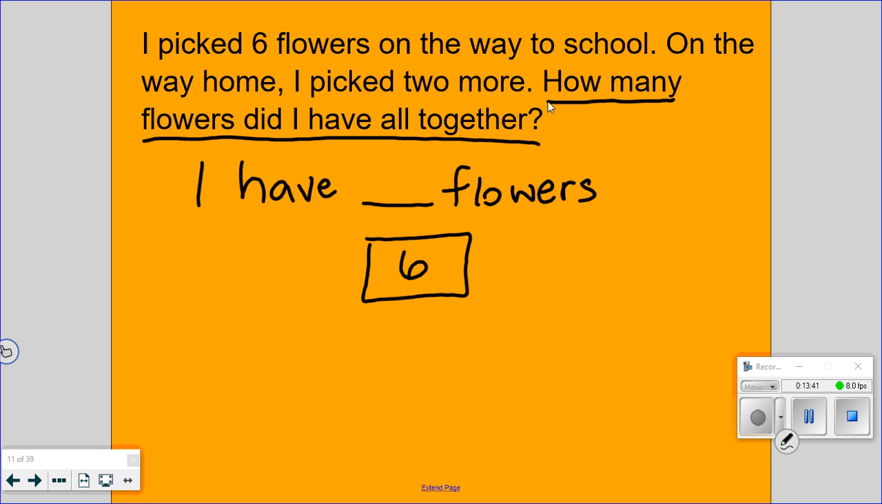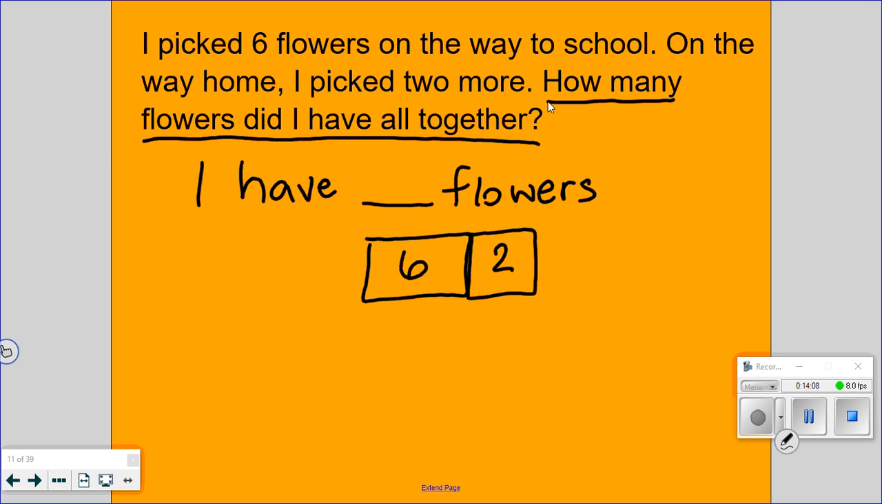Flowers. It's that very first sentence. I picked 6 flowers. There they are in that box. I'm going to put another box beside it because it says I picked 2 more. There's 2 more. I want to know the total.